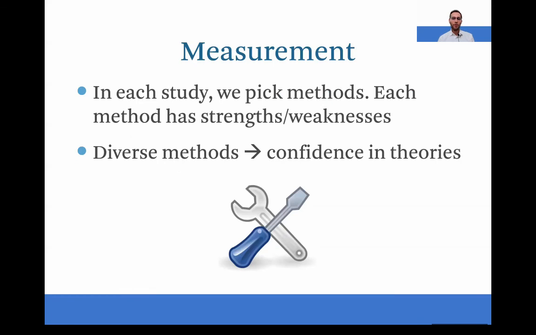Ideally, what we want to do is develop a program of research with lots and lots of studies, each with different methods. If we use a diversity of research methods in a bunch of different studies, and they all show evidence for the same ideas, then we can be a lot more confident in our theories compared to if we only used one particular type of method.